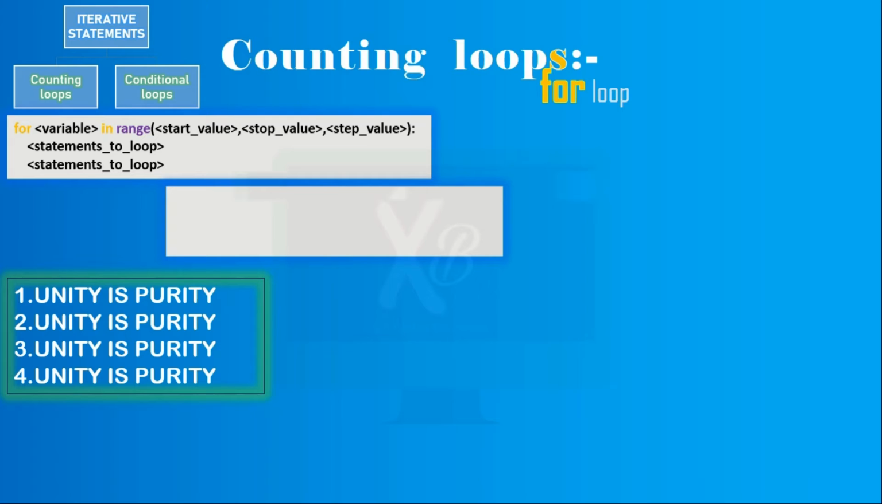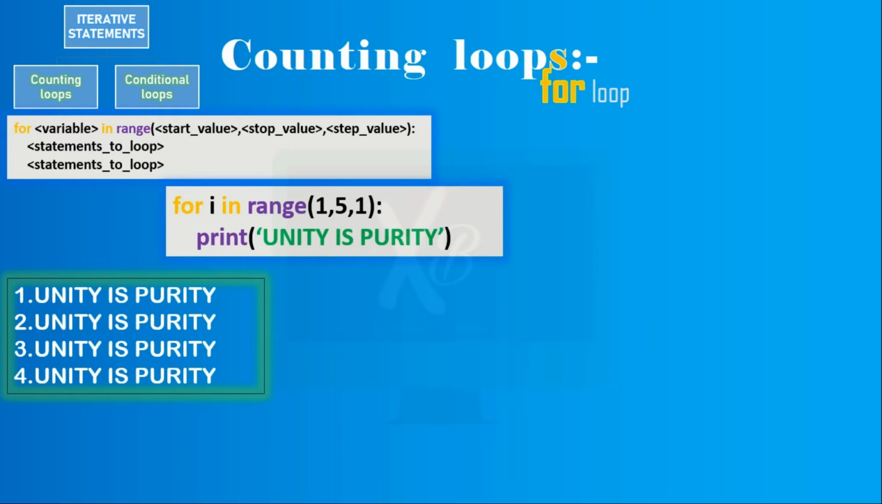To write the program, first of all, for any variable i in range 1 comma 5 comma 1 and then colon. Now, why did I use 1? Because the first one, I need 1, and then 5. Why did I write 5? Because I have 4 statements to print. Every time we use the next value: if I have to print it 3 times, I use 4; if I print 100 times, then 101, because the stop value is never included. Then I can give the statement print unity is purity.